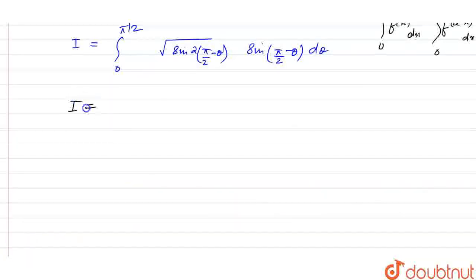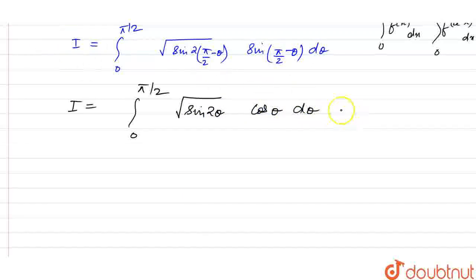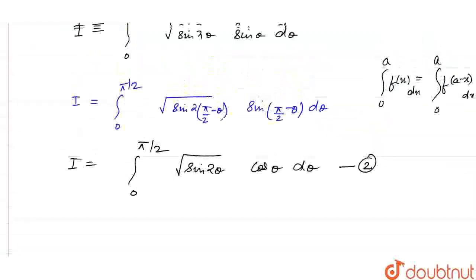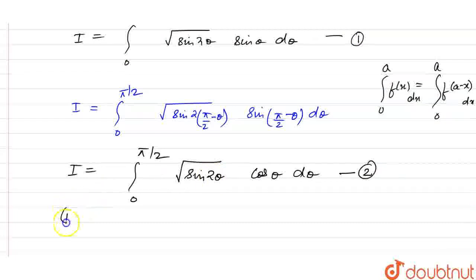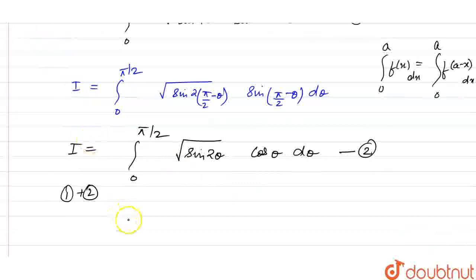So we have I is equal to the integral from 0 to pi by 2, and sine of pi minus 2 theta will be sine 2 theta as it is, and sin of pi by 2 minus theta is cos theta d theta. Let this be equation 2 and let this be equation number 1. On adding 1 plus 2, we have I plus I, that is 2 times of I, is the integral from 0 to pi by 2.